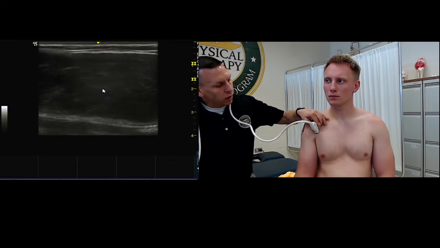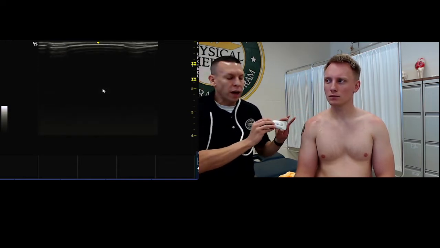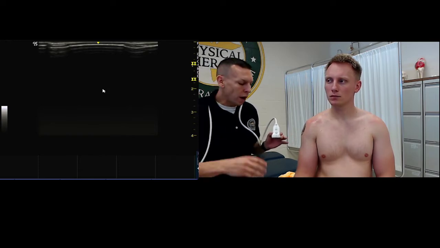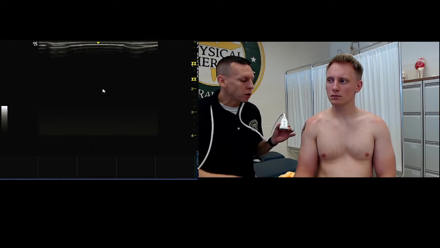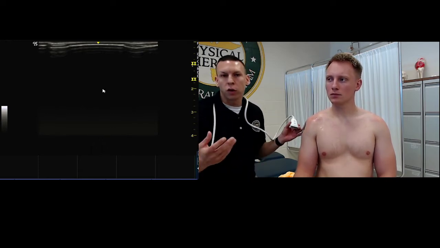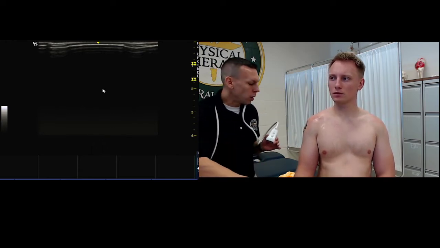After we've looked at the subscap, we're going to look at the supraspinatus. We're going to take a little more time to look at the supraspinatus, just because it's where the majority of rotator cuff tears and pathology occur.